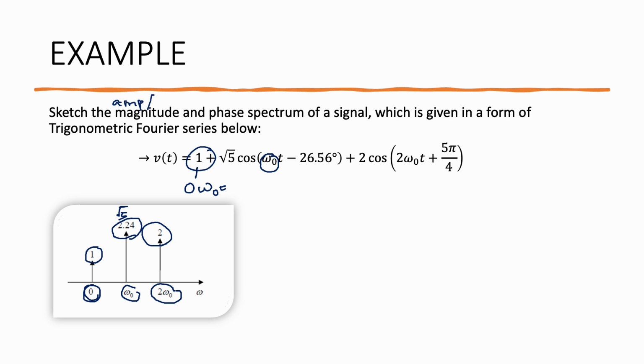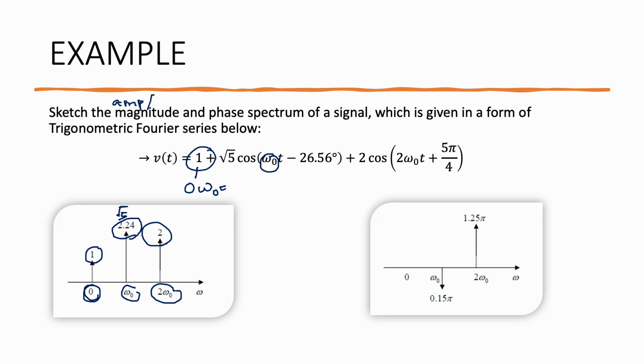Next, this is for the phase spectrum. So for the phase spectrum at 0 omega naught, we don't have any value of phase, so it is 0. And at 1 omega naught, the value of the phase is negative 26.56 degrees. So it is equivalent to 0.15 pi. Since it is negative, it is pointed downward.